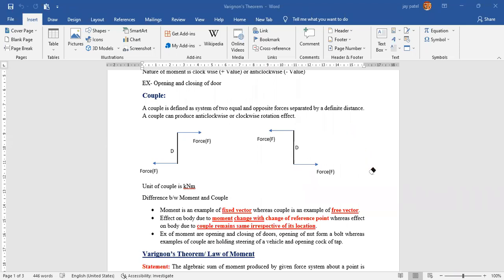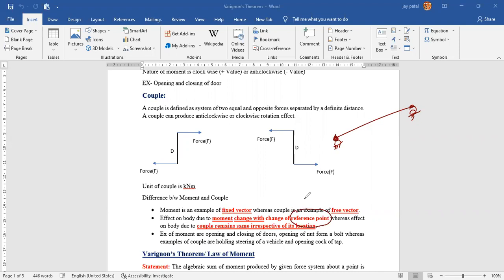Moment is a fixed vector and couple is a free vector. Please keep in mind, the effect on the body due to moment will change with the reference point. Now, if I am taking a moment about any point, suppose this is a beam. For example, this is a beam. If I am taking a moment about this point, it may be possible the effect of moment will change. If I am taking moment about this other point, there will be a change in the effect of moment as we change the reference point.